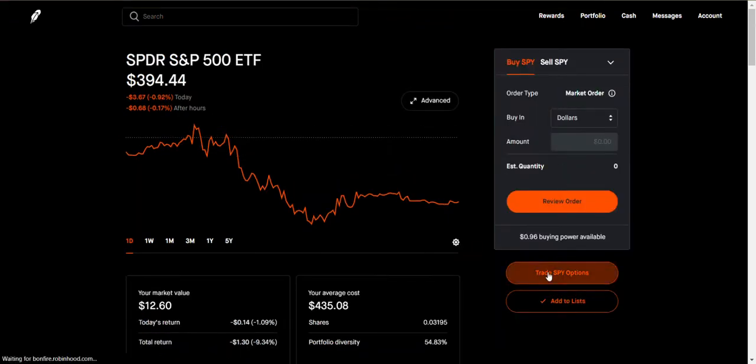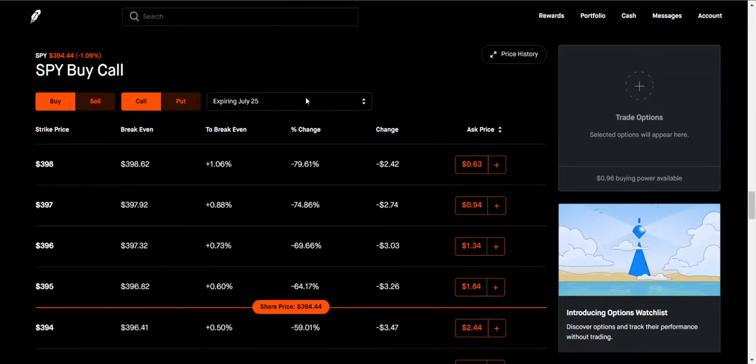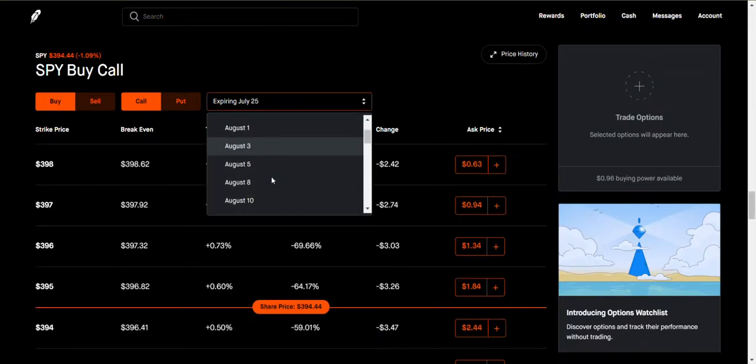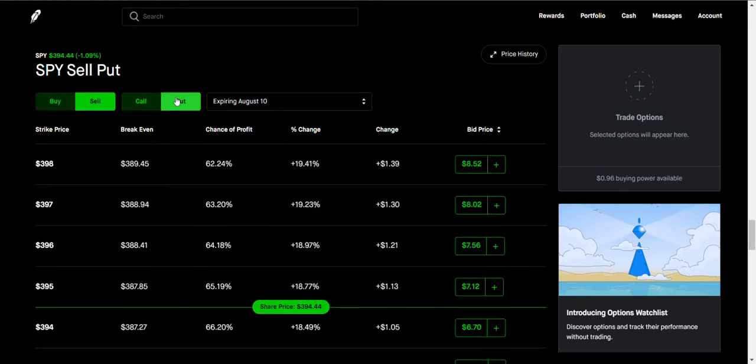Make sure to go to trade options. And then, just for reference, the longer you go out on the date, the more premium you're likely to get. So let's just do August 10th. Make sure to hit the sell option. And then make sure to switch it to put.